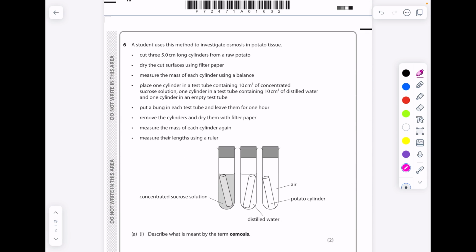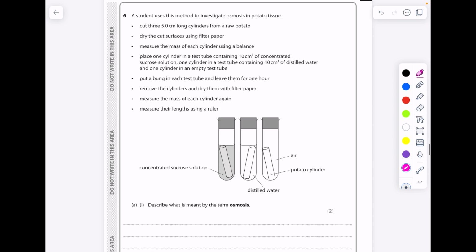A student uses this method to investigate osmosis in potato tissue. Cut 3 5cm long cylinders from a raw potato. Dry the cut surfaces using filter paper. Measure the mass of each cylinder using a balance. Place one cylinder in a test tube containing 10 centimeters cubed of concentrated sucrose solution, one cylinder in a test tube containing 10 centimeters cubed of distilled water, and one cylinder in an empty test tube. Place a bung in each test tube and leave them for 1 hour. Remove the cylinders, dry them, measure the mass of each cylinder again, measure their lengths using a ruler.